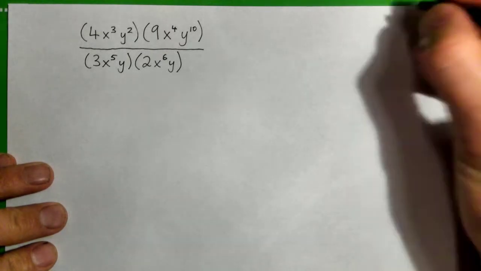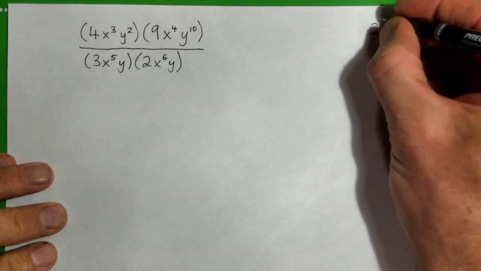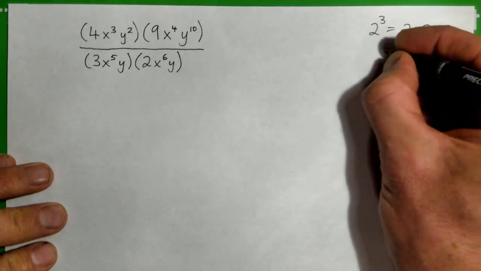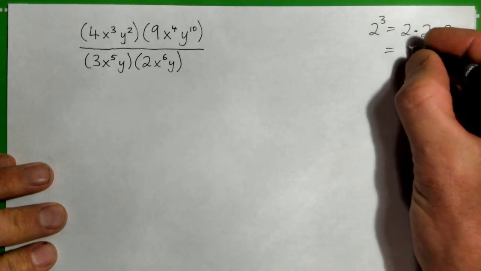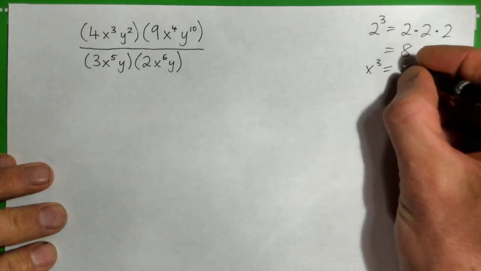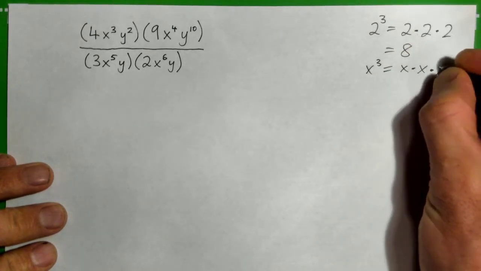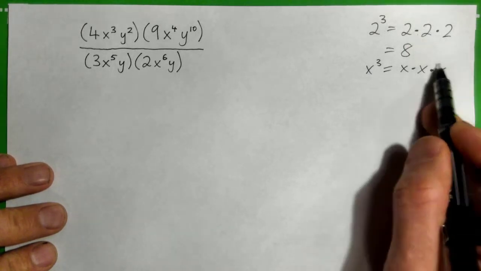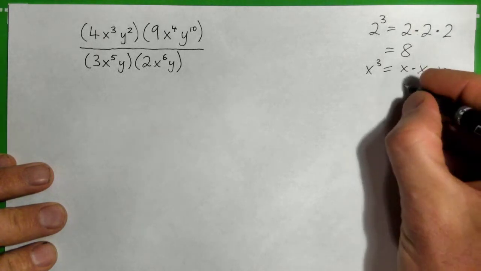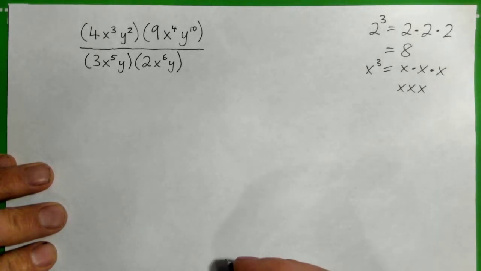So for example, 2 cubed is just 2 times 2 times 2. Now 2 times 2 is 4 and 4 times 2 is 8, right? So that's what it would be. Whereas x cubed is just x times x times x. Now you can't calculate this as a number because we don't know what x is, right? And it can also be written just like that, x, x, x, right?